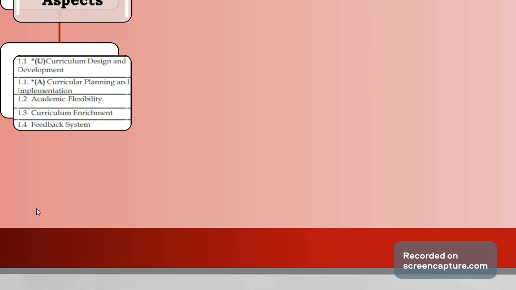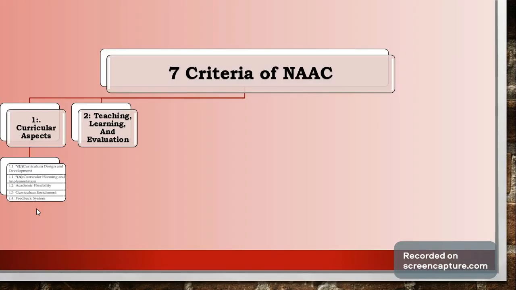The first one is U, and the second one is E. So these alphabets define curriculum design and development. This is meant for universities. And after that 1.1a, this refers to affiliated colleges. After that 1.2 academic flexibility, 1.3 curricular enrichment, and after that the feedback system. So these are the key indicators under it, and accordingly weightage is assigned to the affiliated colleges as well as different universities.